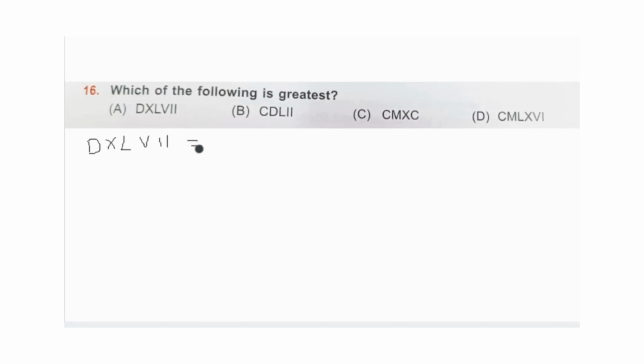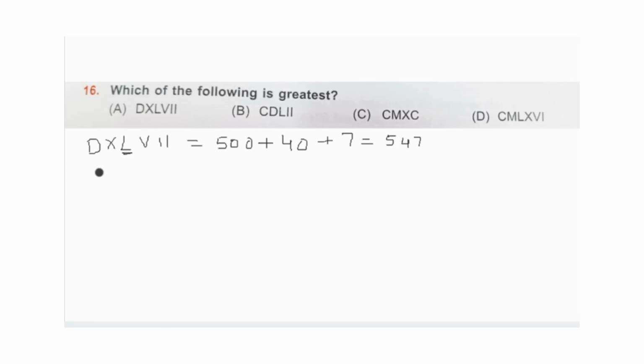So if you see, D represents 500. So we'll write it as 500. And then plus you have X and L. L is 50. But then you have an X which is before L, which is 50 minus 10, which is 40. Then you have 5, 6, 7, which is 7. So our first number is going to be 547.